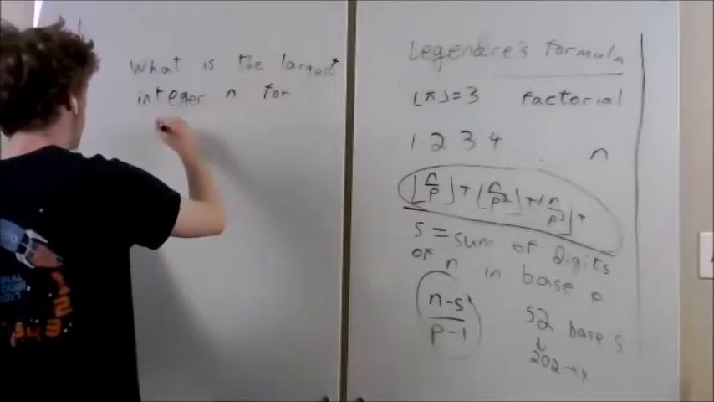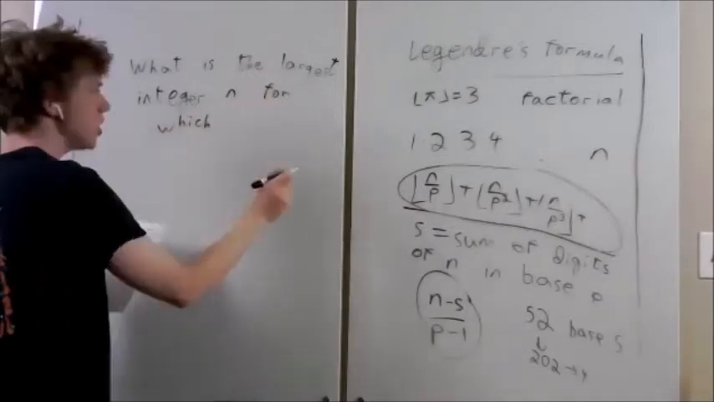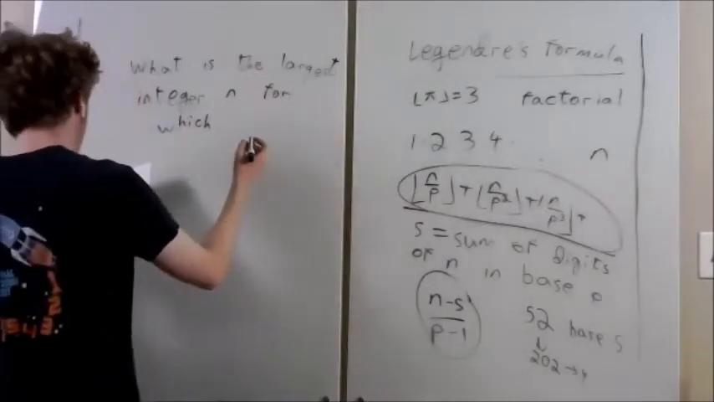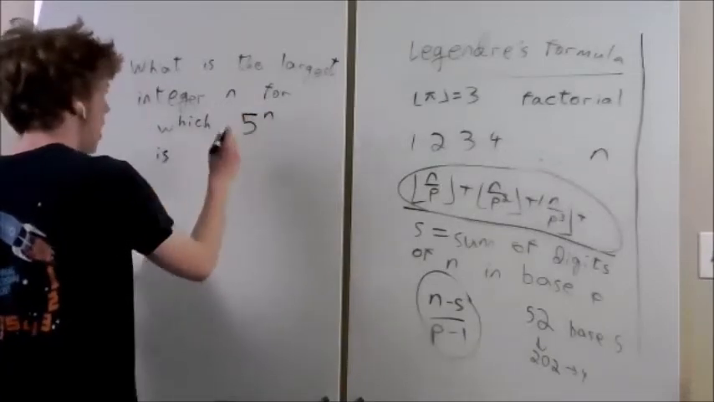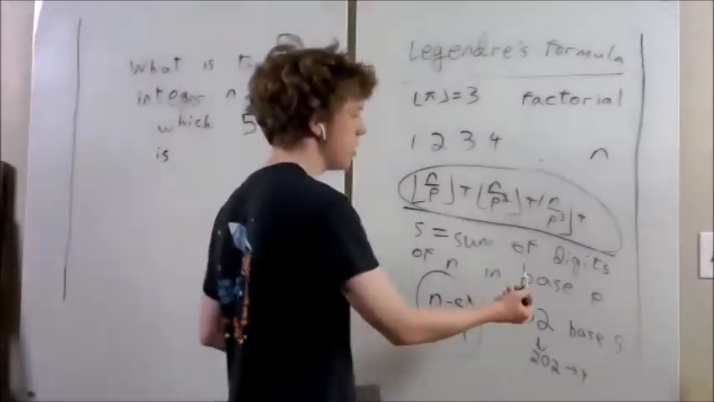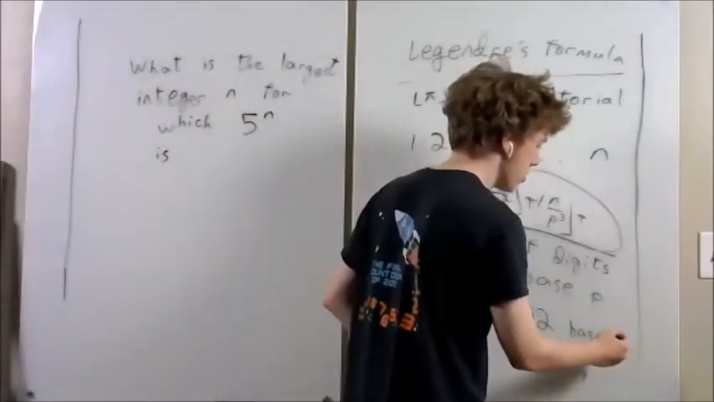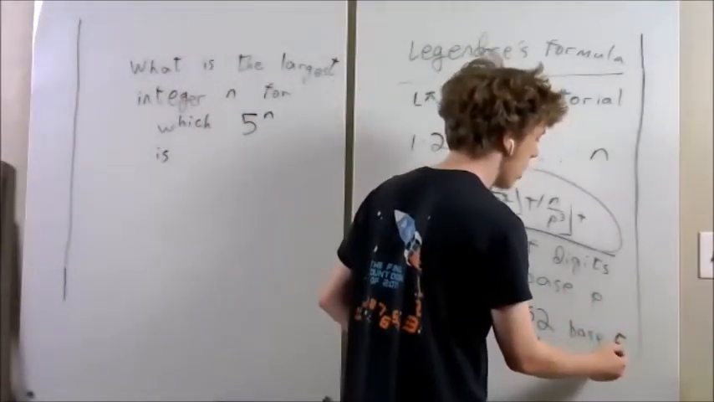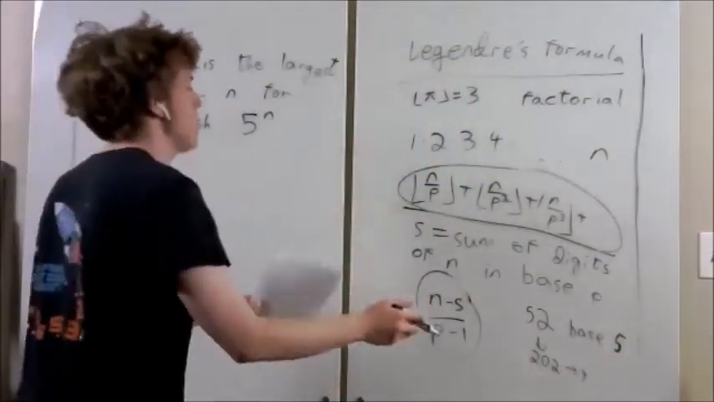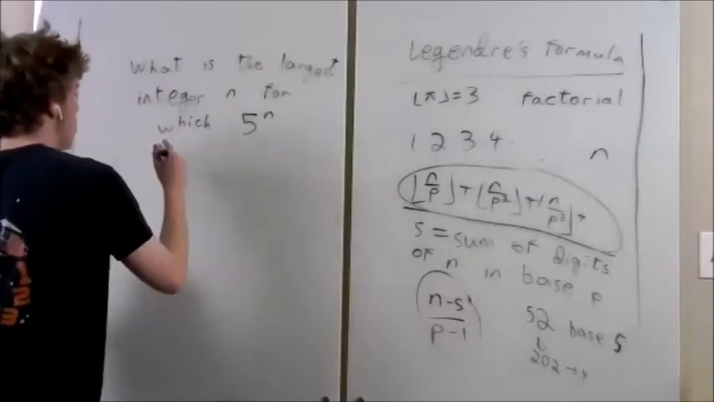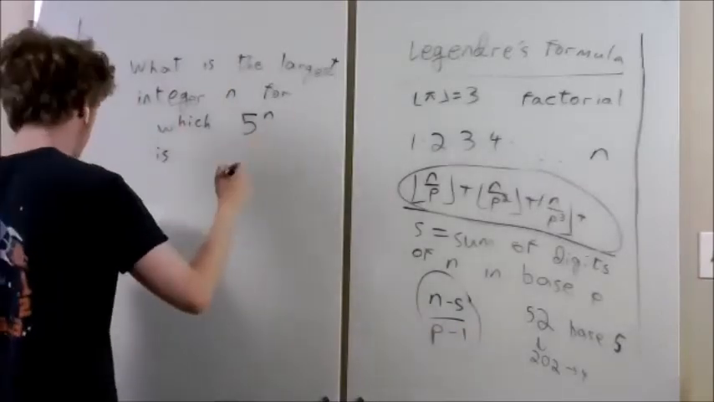For which, and the notation is an exclamation point, for which 5 to the n... The example I showed you was where p, the prime number, is 5, but of course you could do this for any prime number. It's not that 5 is the most special prime number. Any prime number will work in Legendre's formula.